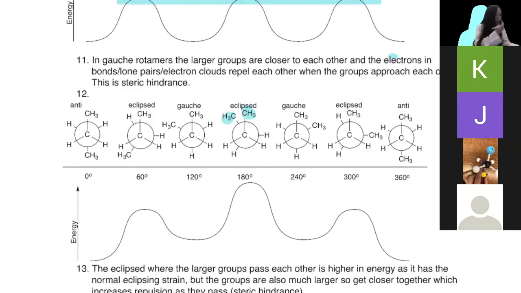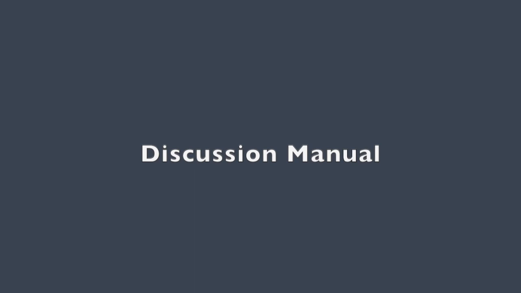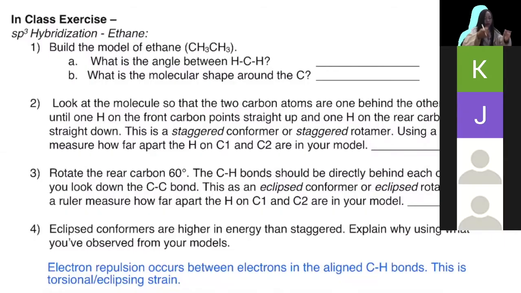Okay, so there's another question: does gauche always have a lower energy than the eclipsed? Most likely, yes. The topic of discussion here is actually hybridization. So what's the angle between the sp3 orbitals? You should know that by now. What's the shape? Tetrahedral, right?